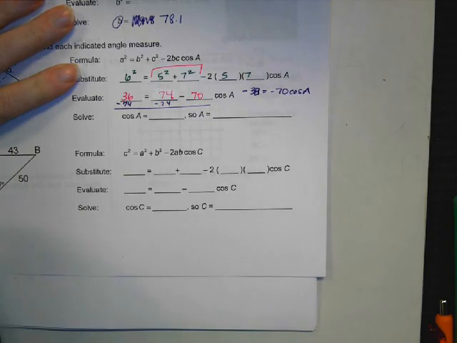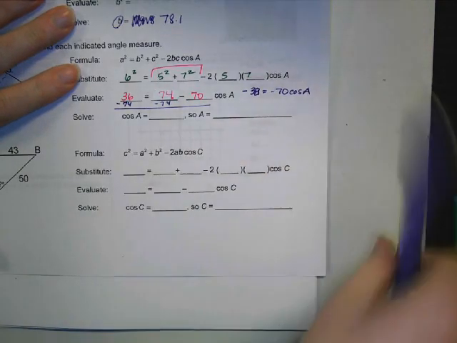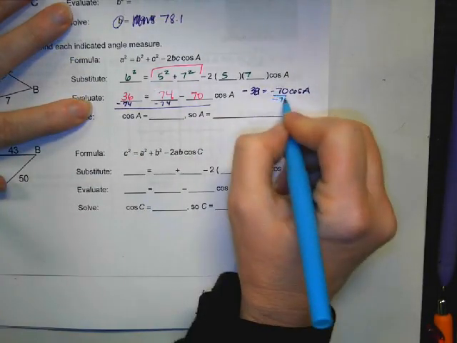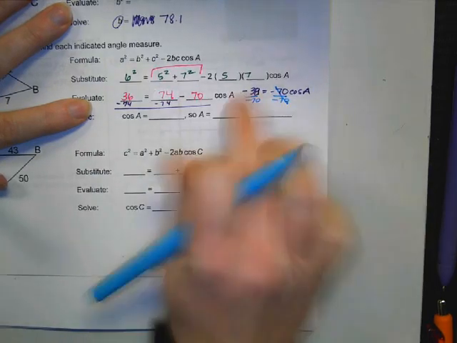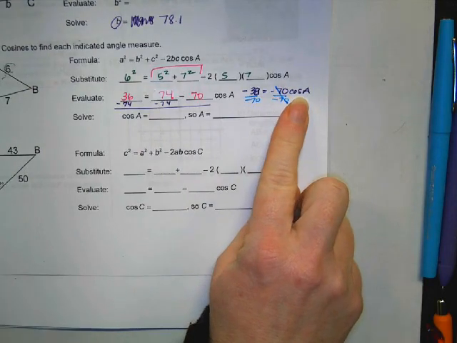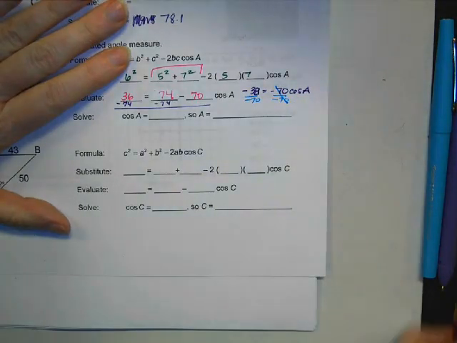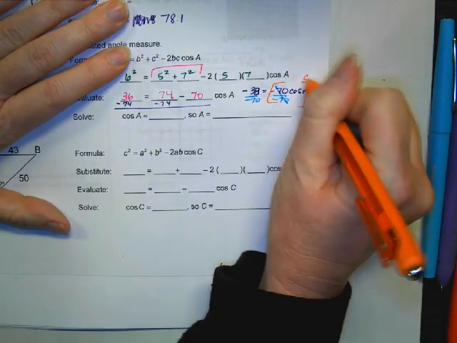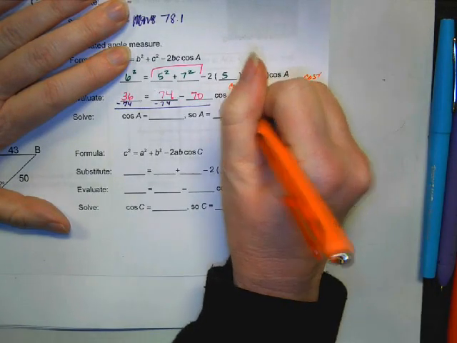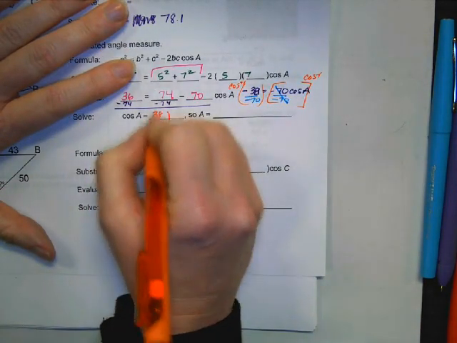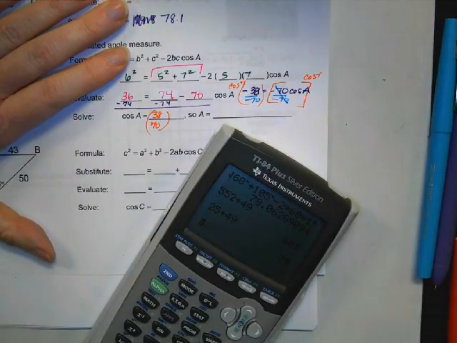My goal here is to get A by itself, so I need to divide by negative 70. I'm going to leave it as a fraction, because I'm just going to put it in my calculator that way. I need to get A by itself, and right now it has cosine with it, so I have to invert. I'm going to use inverse cosine. That is what I'm going to put in my calculator, and you get 57.1.